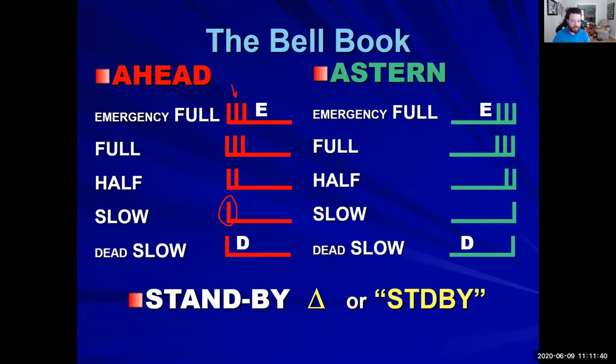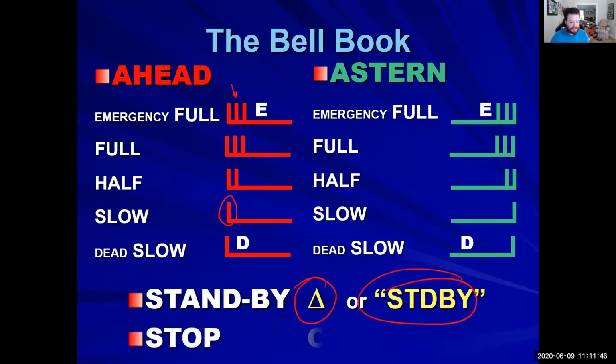All right. Then you have standby, which is a triangle or just standby. And then you have stop, which is an O or an X. And then you have your last symbol that's not talked about here, which is finish with engine or FWE. All right. That just means we're tied up along the dock and you guys can shut down, or, you know, we're done maneuvering. You guys can go at full sea speed. That's what that means. All right.